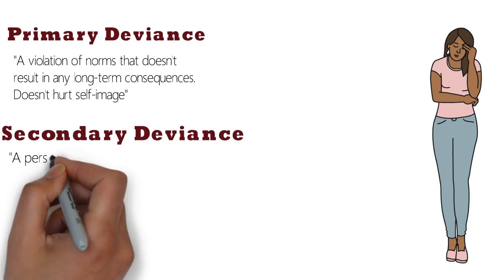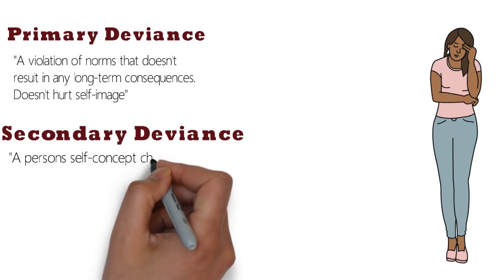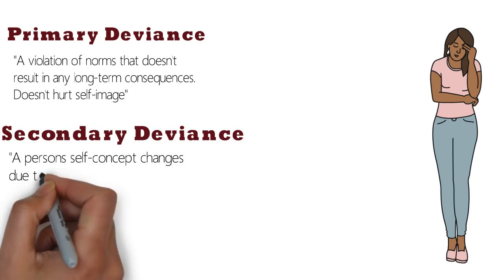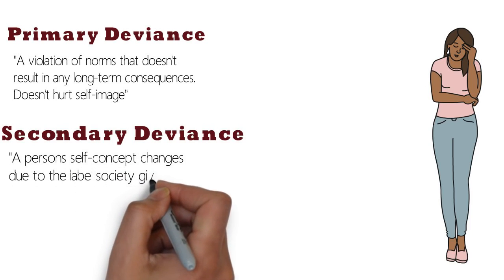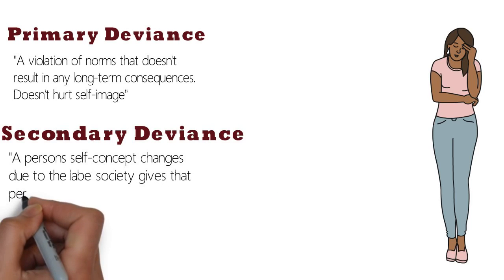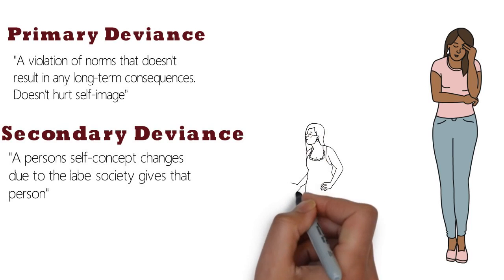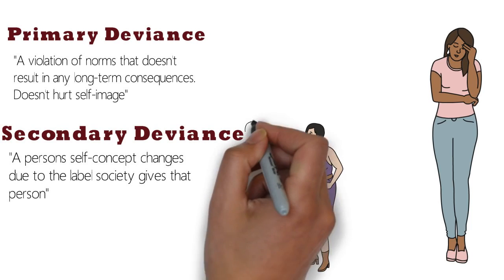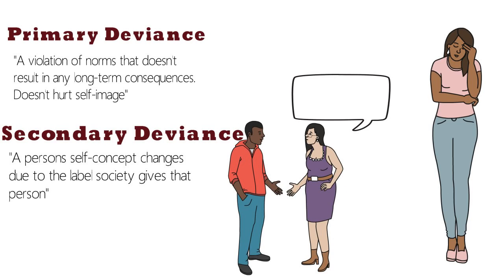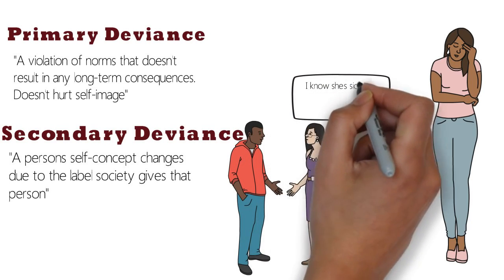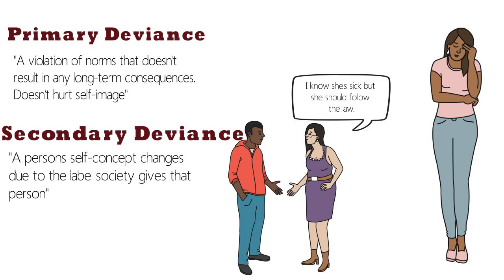If she continues to do it and is arrested, or even if society knows she continues to buy it but she's never caught, she very likely will receive a label as deviant. This is secondary deviance. This happens when a person's self-concept changes due to the label society gives that person. One deviant act may not change the way society reacts or the way a person sees themselves. In fact, we all likely recall when we have engaged in some type of deviant act. But when society puts a label on us, our self-concept begins to change.